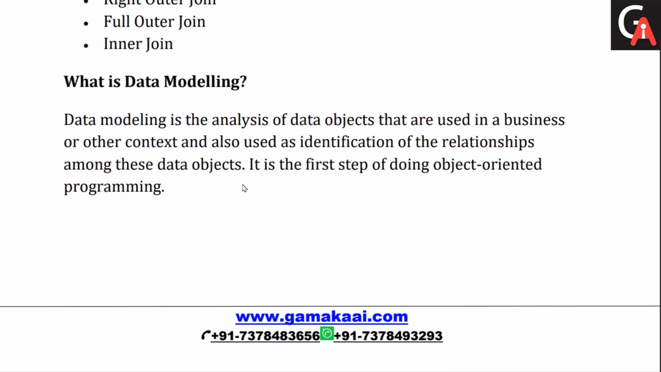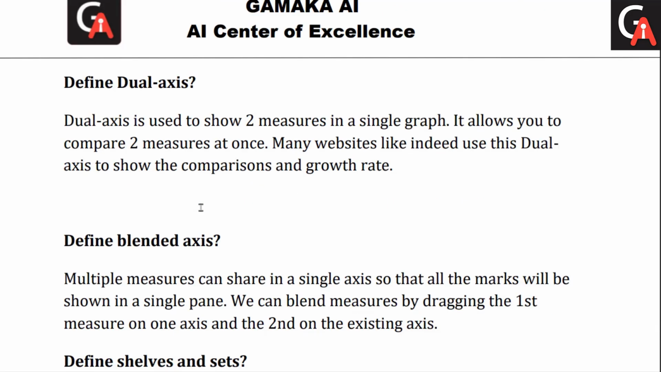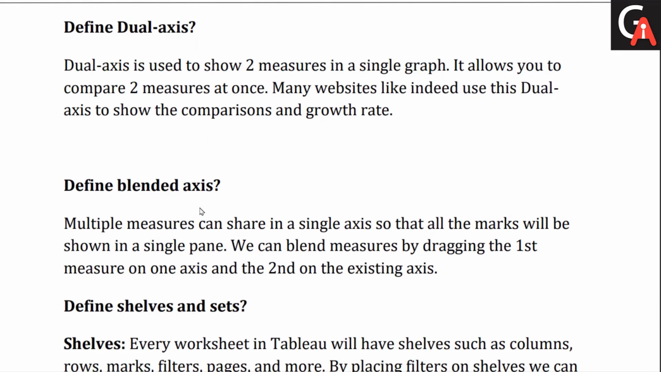Next, what is data modeling? Data modeling is the analysis of data objects that are used in a business or other context and also the identification of the relationships among the data objects. It is the first step of doing data oriented programming. This is called data modeling, where we form the relationship between the tables and basically filter out the data.